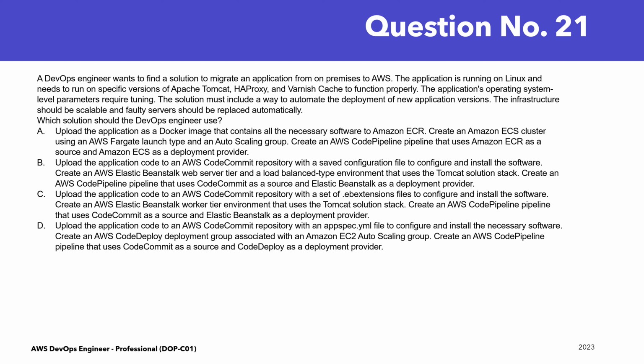D. Upload the application code to an AWS CodeCommit repository with an appspec.yml file to configure and install the necessary software. Create an AWS CodeDeploy deployment group associated with an Amazon EC2 auto-scaling group. Create an AWS CodePipeline that uses CodeCommit as a source and CodeDeploy as a deployment provider. Correct answer, A.